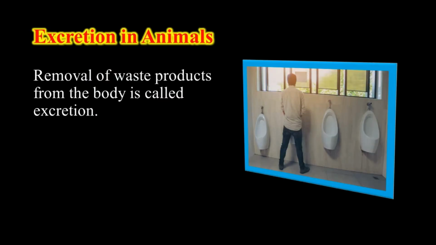First of all, let us understand the meaning of excretion. The removal of waste product from the body is called excretion. During different metabolic activities in our body, lots of waste material are produced and these materials need to be excreted or eliminated outside from our body. And the process by which we remove these wastes from our body is called excretion.